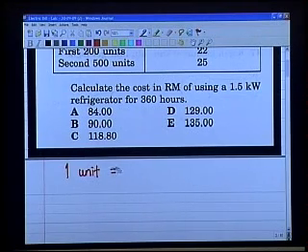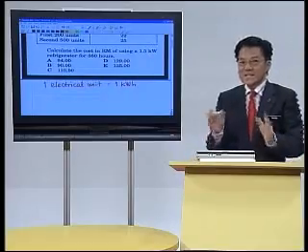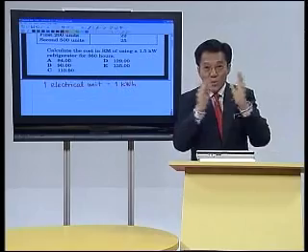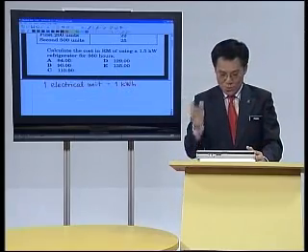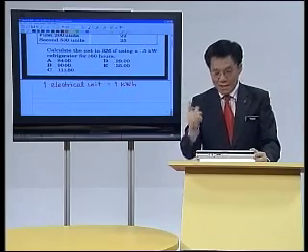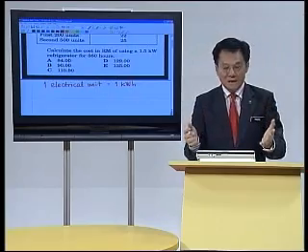Alright, I'll use the same term as in the table. 1 electrical unit is equal to 1 kilowatt hour. Now this is the most important concept that we have to establish once and for all. 1 unit of electricity is equal to 1 kilowatt hour. So what does 1 kilowatt hour mean?